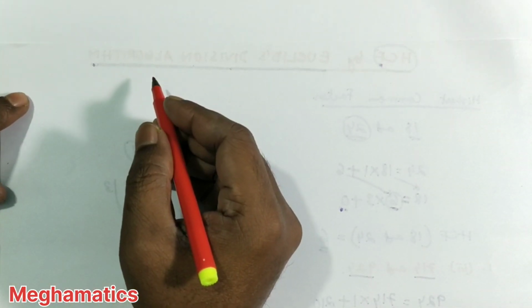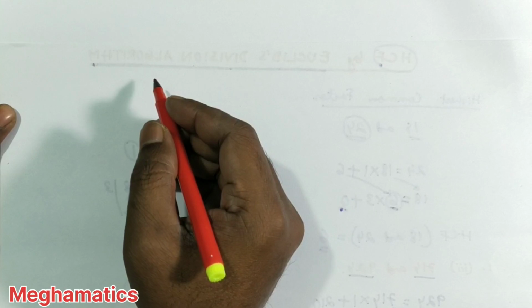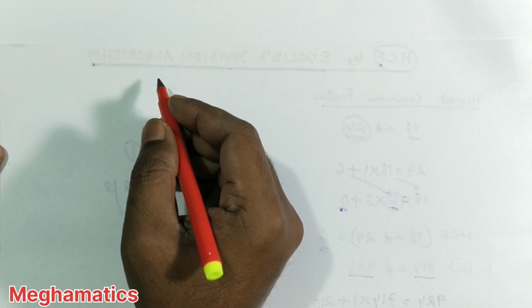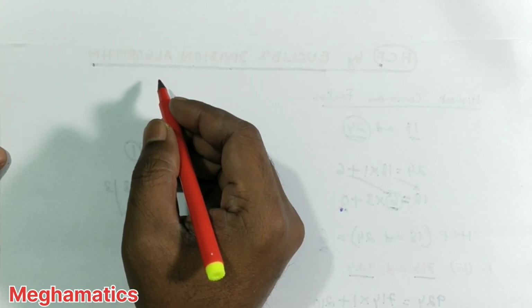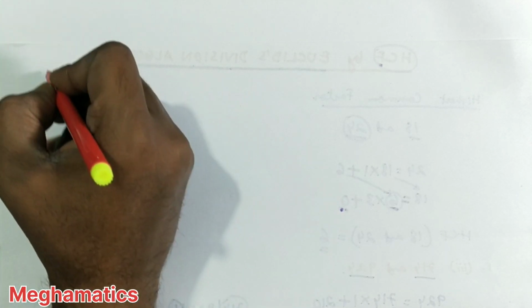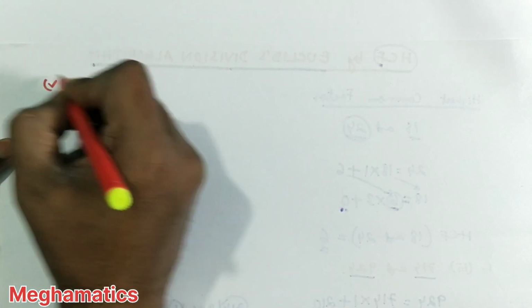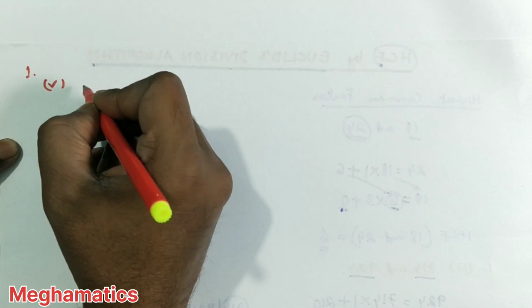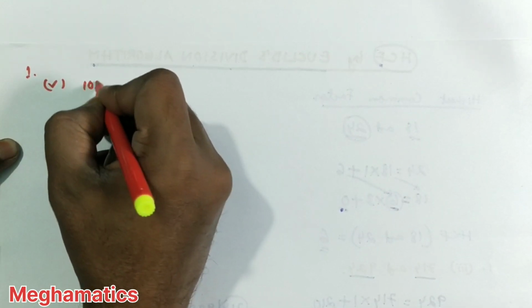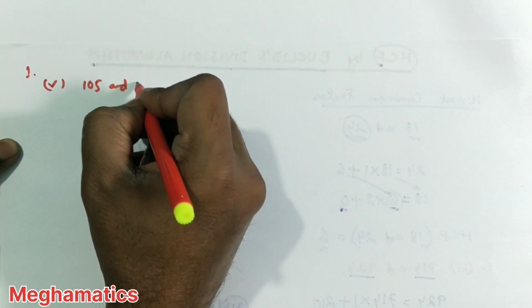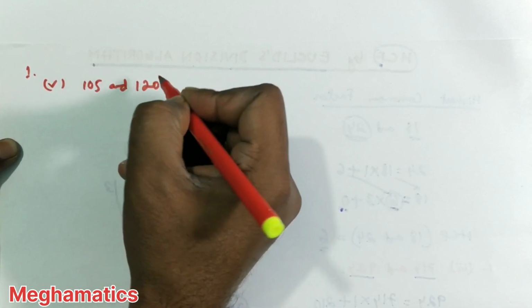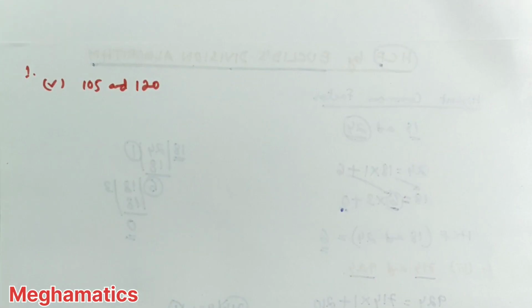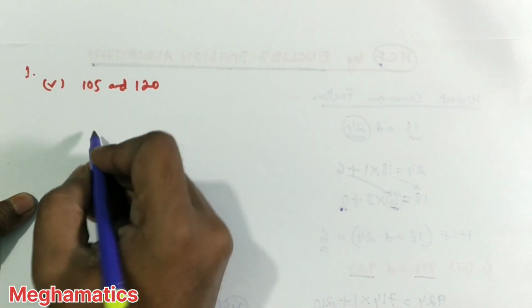In the same way, we learn another question that is given in the MBOSE book, chapter number 1, exercise 1a, question number 1, Roman number 5. And the question is 105 and 120. So the same method we will use, and we will find the HCF by Euclid's division algorithm.